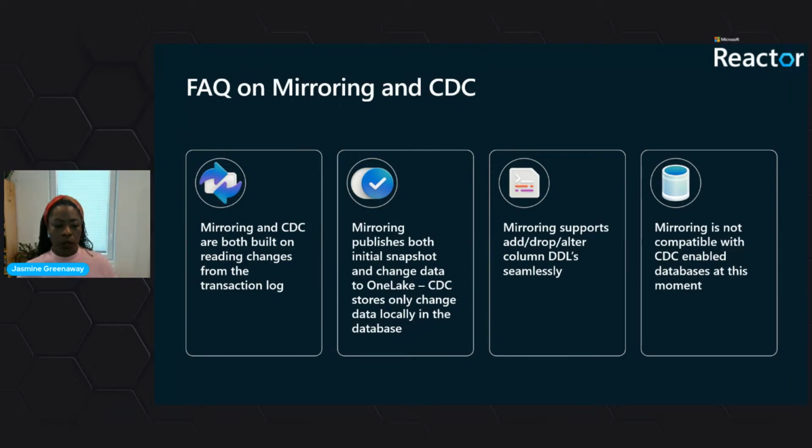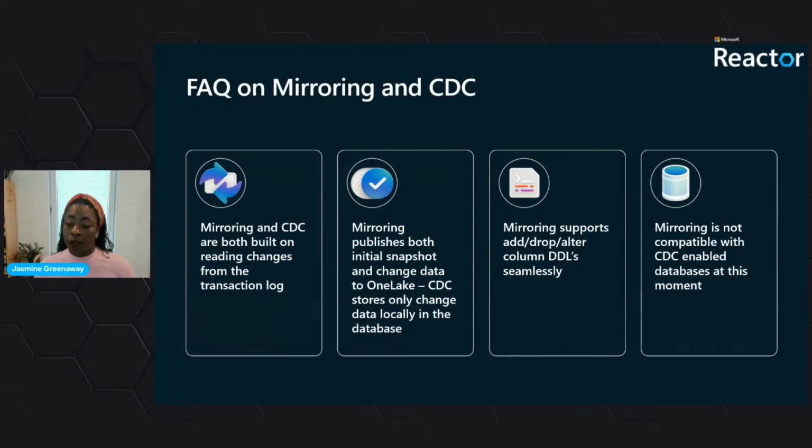Both of them do read changes from the transaction log. They do look at changes, right? Because mirroring has to compare the state between what your database is on a particular server, whether that be SQL on-prem or whatnot, as well as what is in Fabric, making that comparison and making those updates as needed.